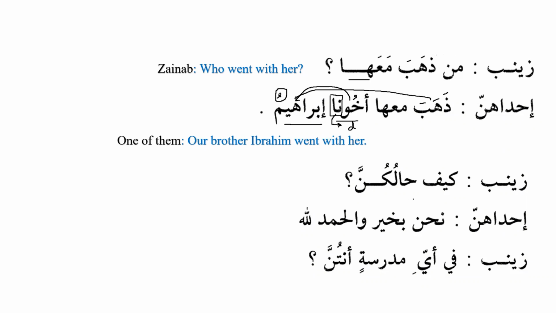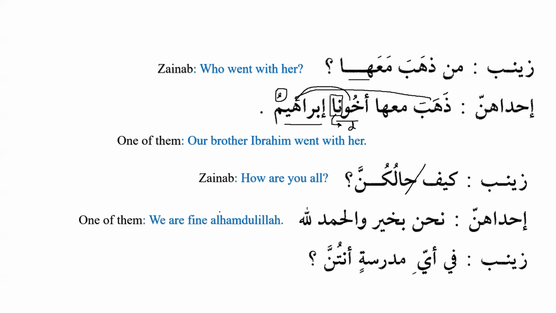Zainabu, kayfa halukunna? How are you all, ladies? And why do I say how are you all, ladies? Because we know that kunna is an attached pronoun, which is used for the feminine plural, for the second person. Ihdahunna, one of them: Nahnu bi khairin walhamdulillahi.